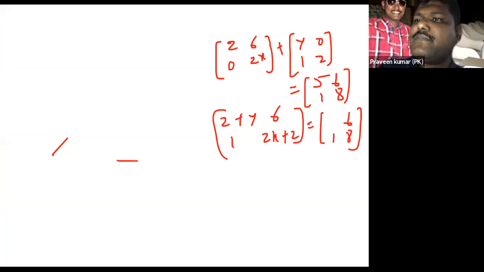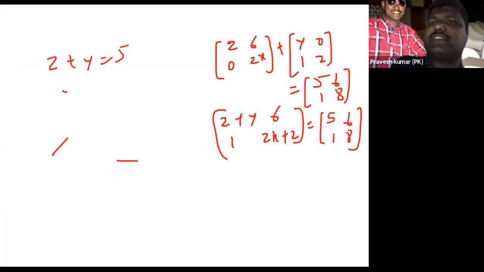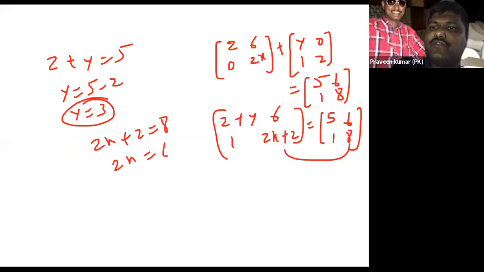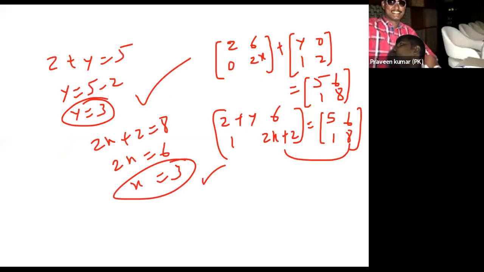Equate the like terms. What is meant by like terms? First term equate to first term. 2 plus y is 5. As in the first exercise we discussed, y is equal to 5 minus 2, y is 3. Next term. Equate these terms. 2x plus 2 is equal to 8. 8 minus 2 is 6, x is equal to 6 by 2, 3. Understand? Got the x value as well as the y value.